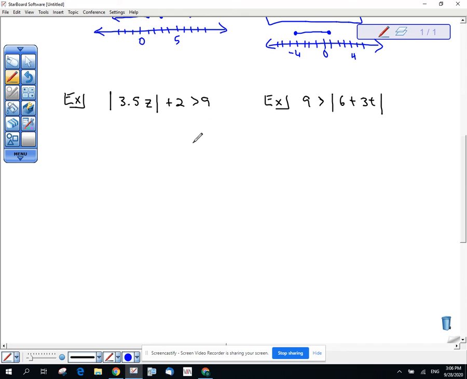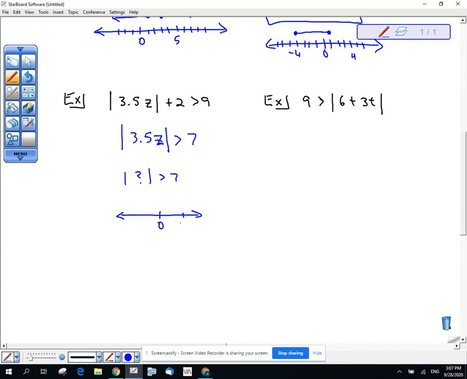Here you need to subtract 2 from both sides first. So this would be the absolute value of 3.5z is greater than or equal to 7. Okay, and again, ask yourself what could go in there that would be greater than 7. And that would be numbers that are bigger than 7 or less than -7.